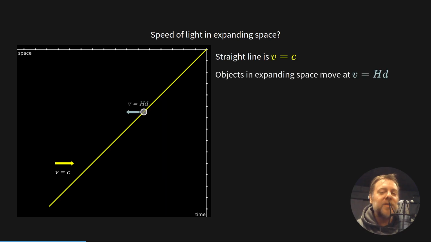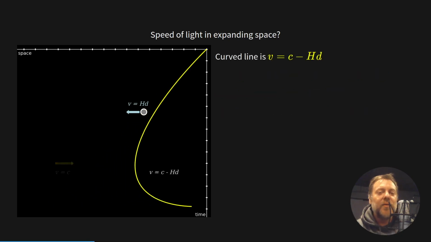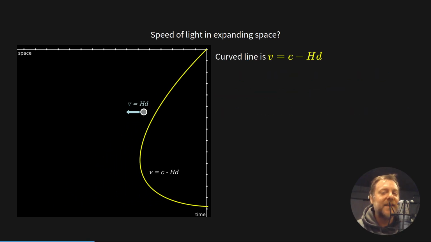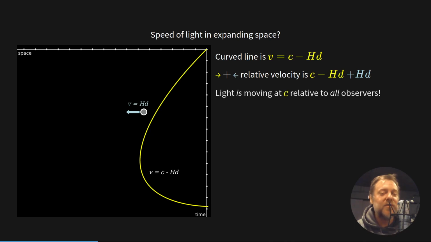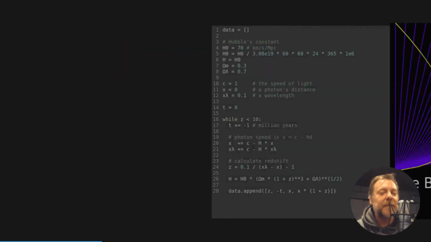We know that objects in an expanding space move at v equals Hd. That's Hubble's law. Since the photon's moving in one direction and the object's moving in another, their relative velocity is c plus Hd. But light should be moving at c relative to all observers. We can use this curved line, which is v equals c minus Hd, and now their relative velocity is c minus Hd plus Hd, which is just c, so light is moving at c relative to all observers. And this distance is observed farther back in time.